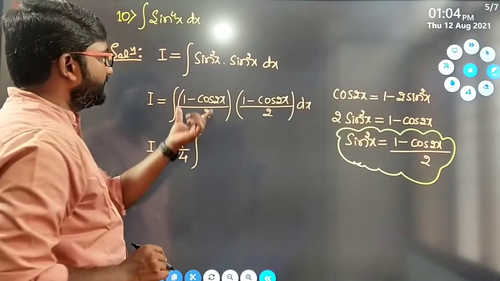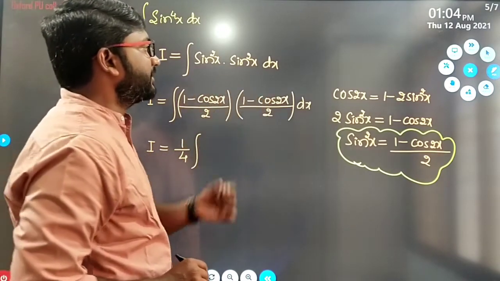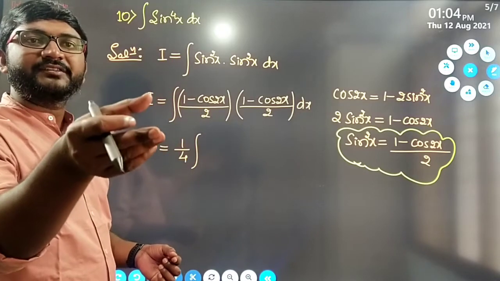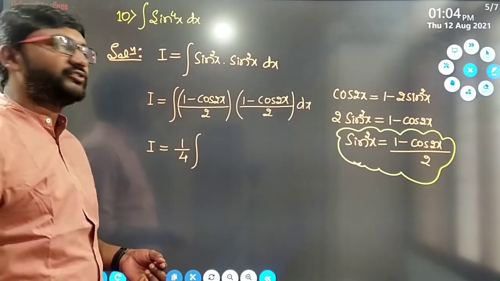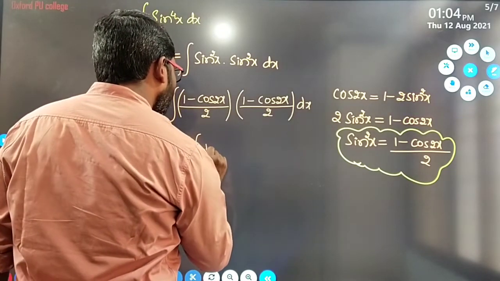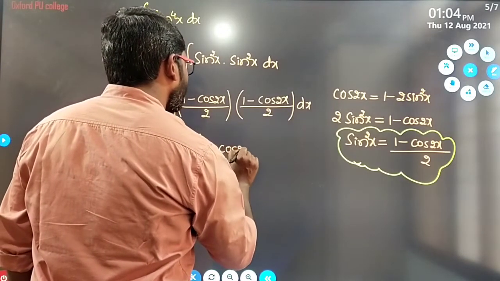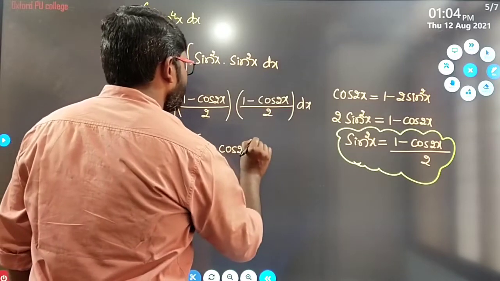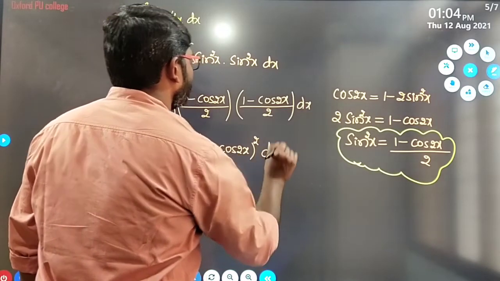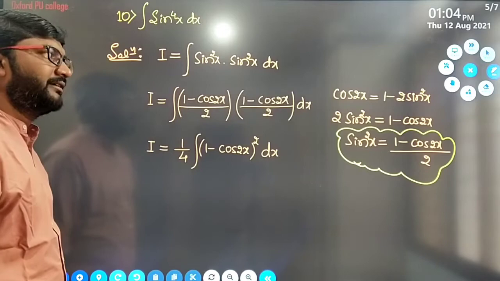What we have now is 1 minus cos 2x into 1 minus cos 2x. A minus b into a minus b can be written as a minus b the whole square. So you can write 1 minus cos 2x the whole square dx.